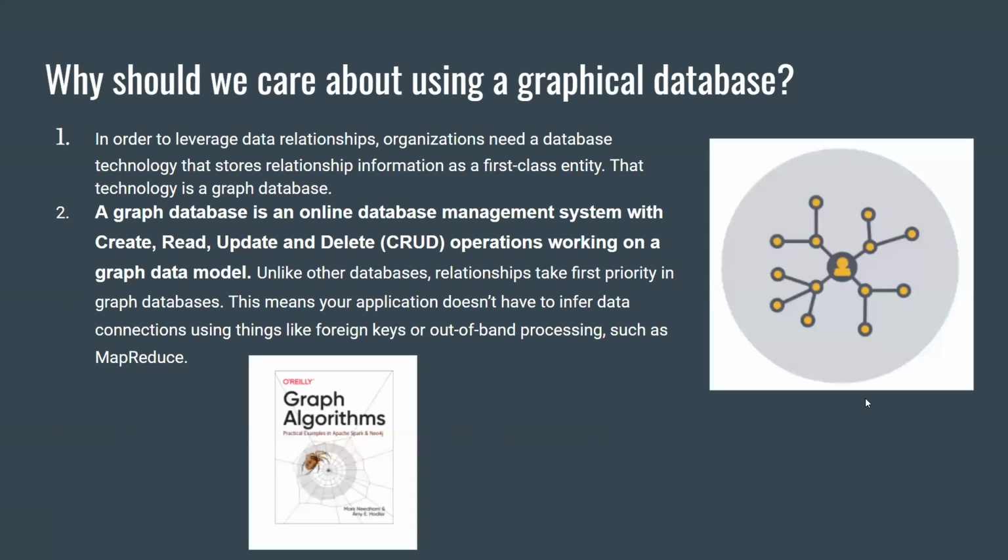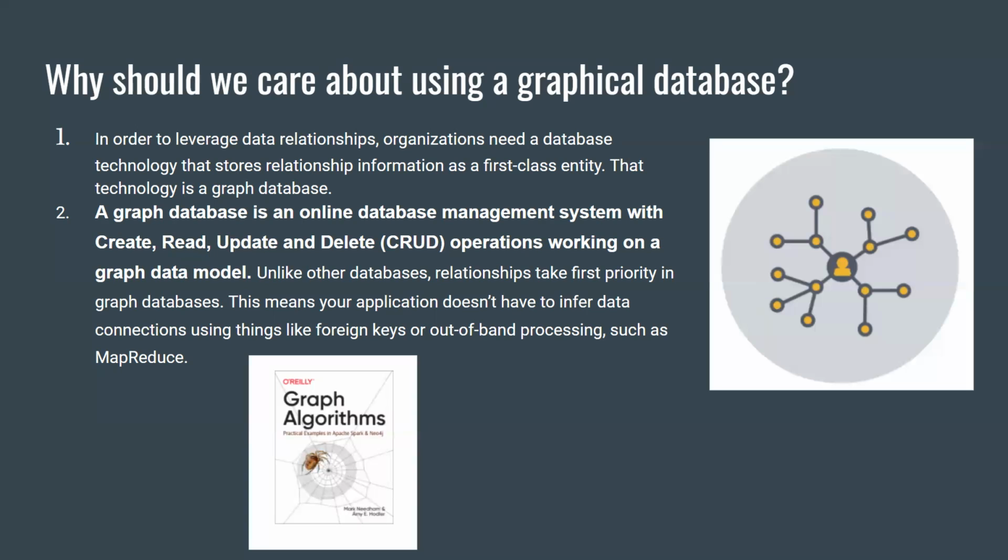So why should we care about using a graph database? The first reason is to leverage data relationships. A lot of organizations need a database technology that stores relationship information as a first-class entity. That technology is called a graph database.